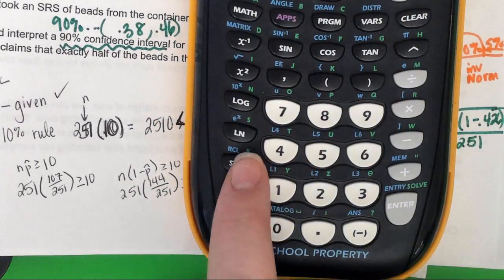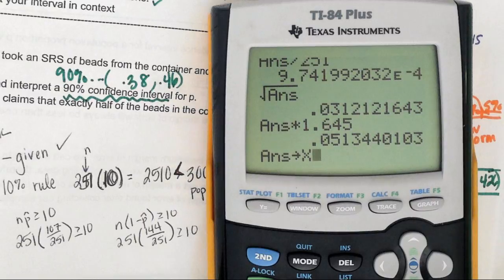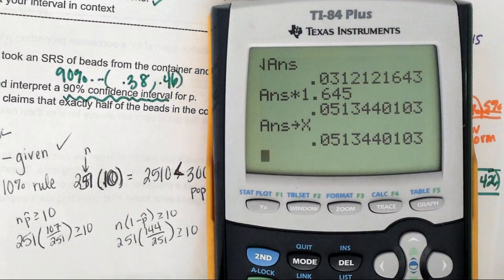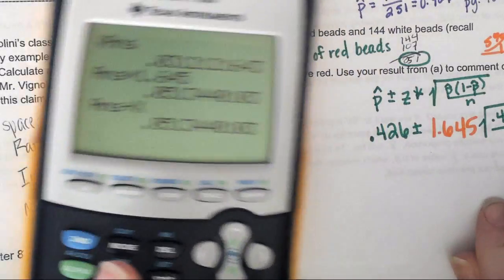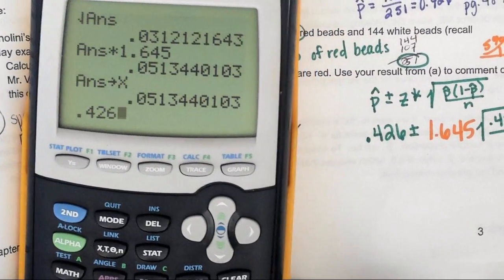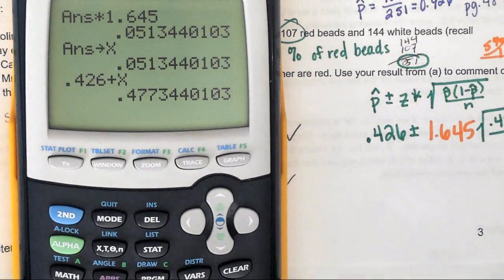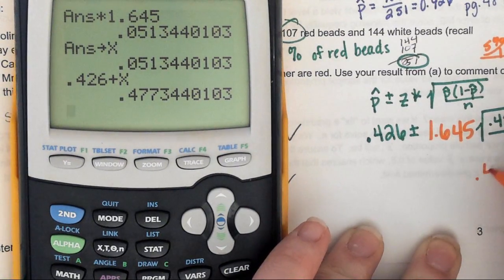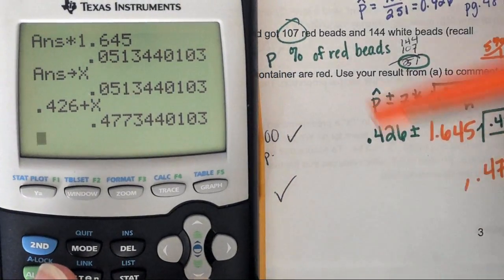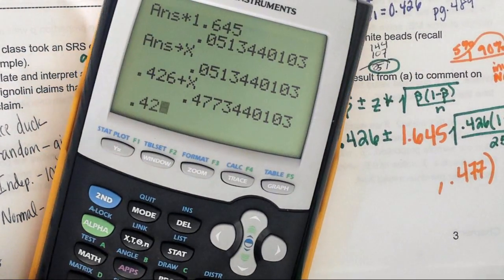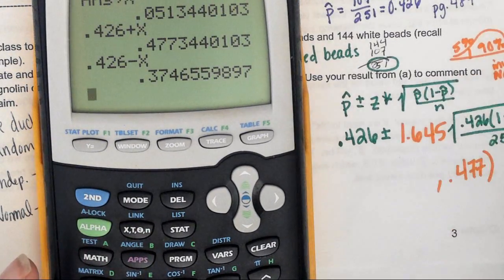So I'm going to store this bad boy in my calculator. You can store by pressing STO, and then you pick what letter it sticks as. So I'm going to store it as X. I can clear that out and change my mind later on in life, but now I have it saved. So now from here, I'm going to do 0.426 plus X, because again, I've stored that as X. So I know my upper limit is 0.477. But I've also got to do 0.426 minus X to get that lower limit of 0.375.